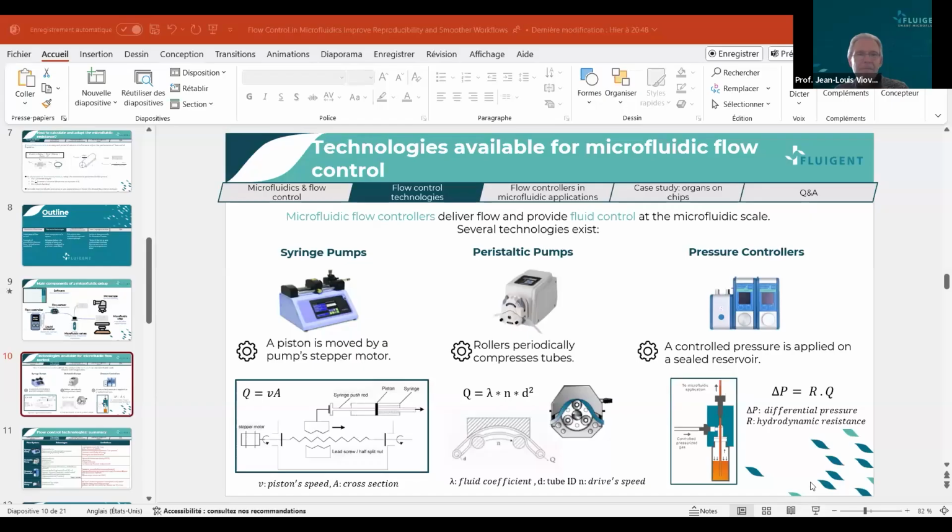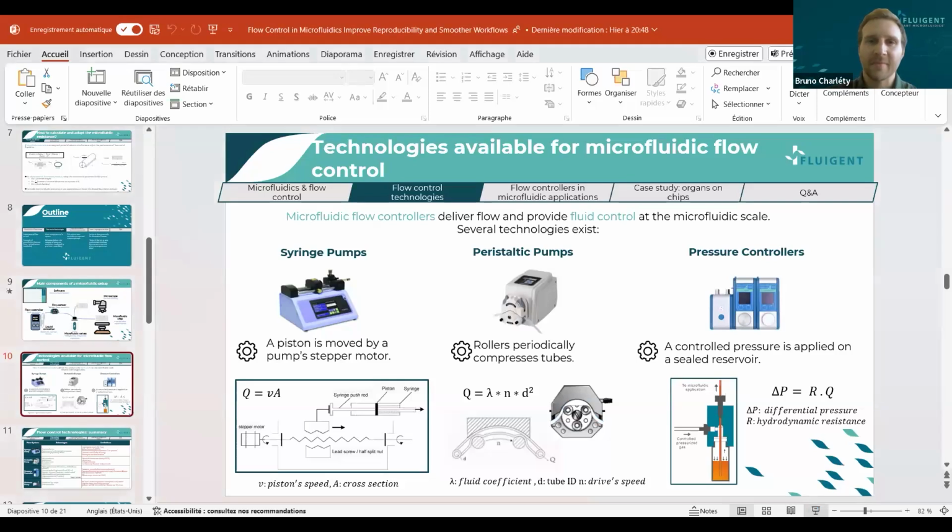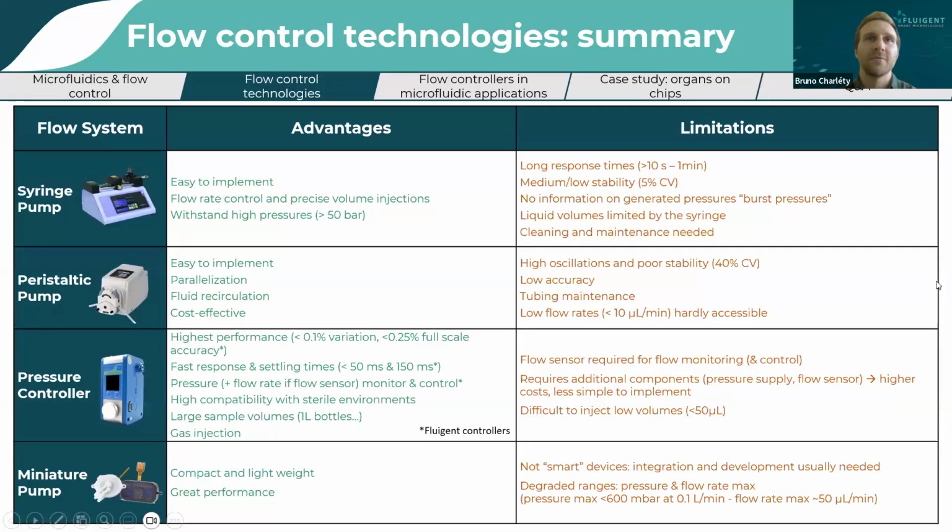Okay, so to close this section on flow controllers, I wanted to end up with a summary of the advantages and the limitations of all those technologies available. I won't go into the details of all those technologies, but for instance, let's take the example of syringe pumps. As Jean-Louis introduced, it's quite easy to implement. You have great average stability, but also a low response time. With a peristaltic pump, it's again easy to implement. You can perform fluid recirculation very easily, but it also provides high oscillations and low accuracy.